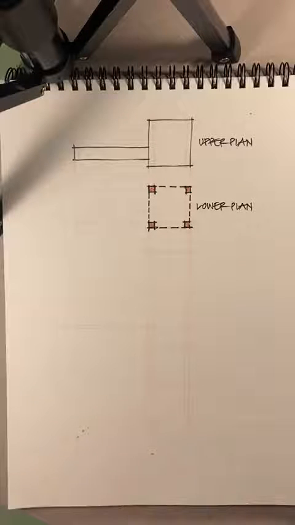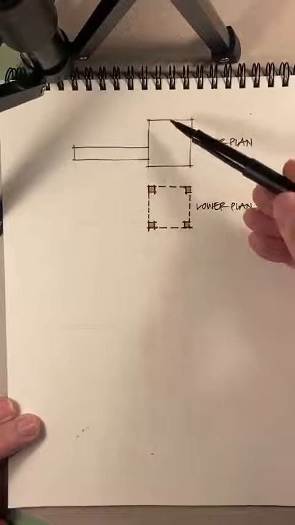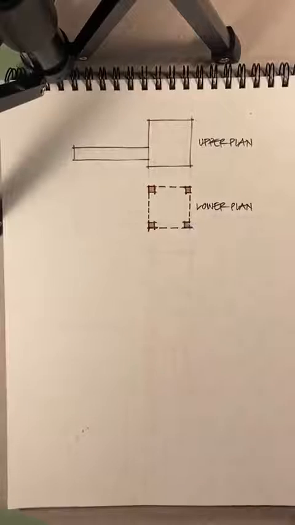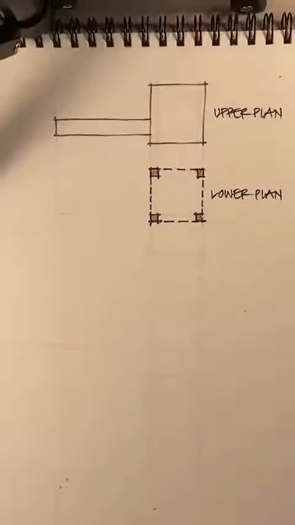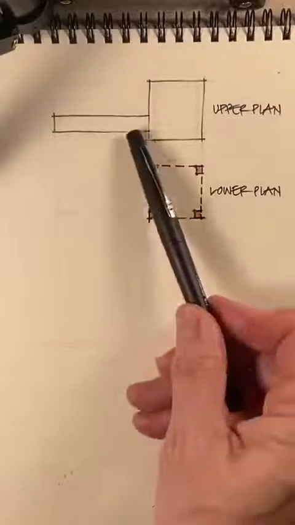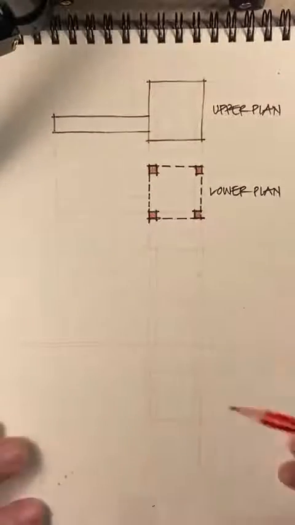Okay guys, this is a little video about what a section is. Now, your homework was to make two plans, an upper level plan and a lower level plan of your spatial journey. And maybe it's a little bit confusing because you have a ramp and you don't know how to draw that in section. So what I'm going to do is show you.